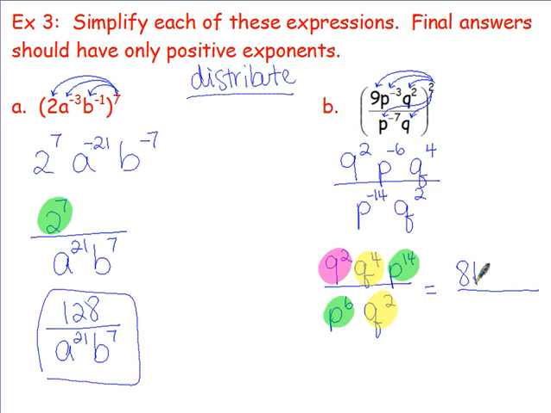Let's start with the P's. Top and bottom, we subtract 14 take away 6. 14 minus 6 is 8. There's more on top. P stays on top. Q, larger amount is 4. 4, take away 2, leaves us with 2. There's more on the top. Q goes on the top. There is nothing else. That is a done answer.